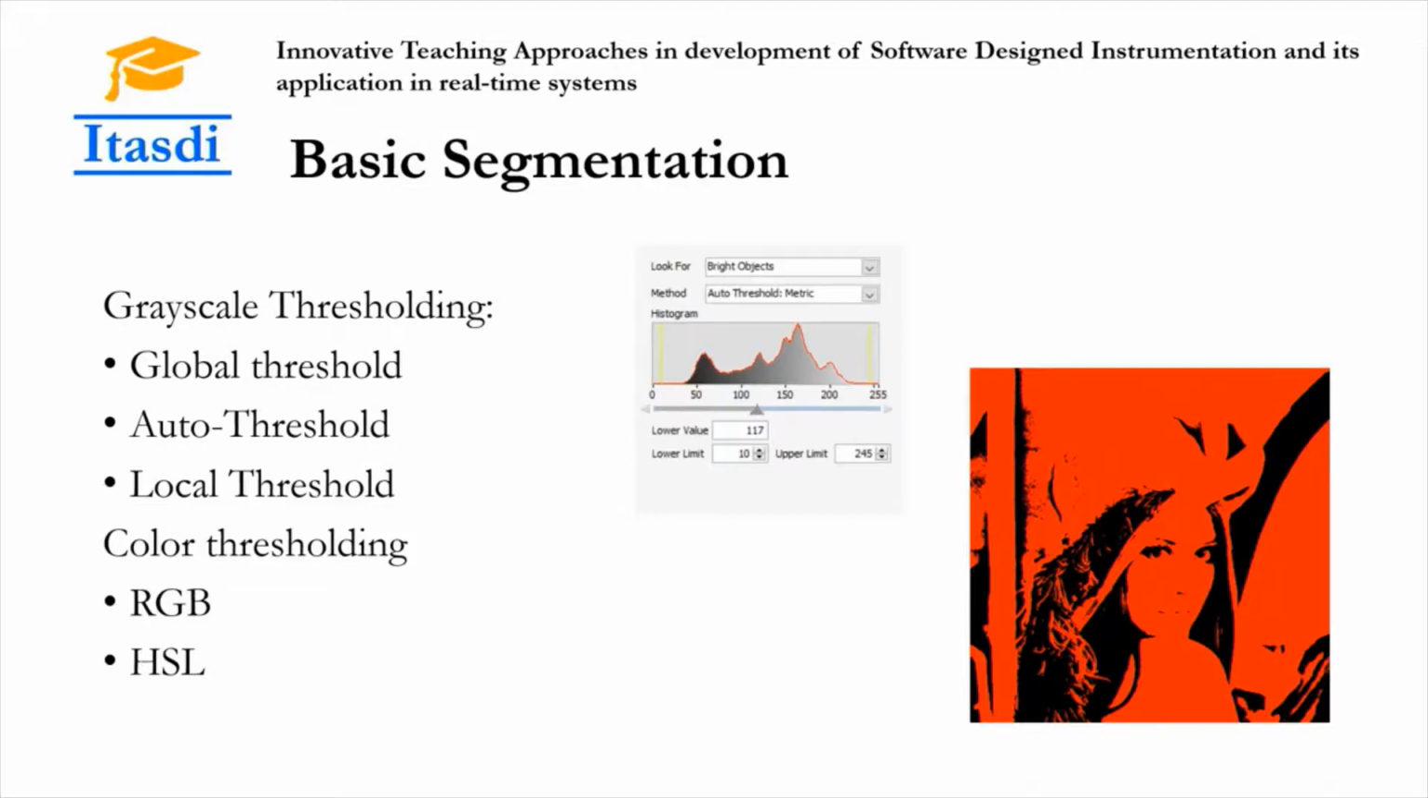For grayscale images, 3 basic thresholding methods are implemented in the National Instruments Vision Assistant. So they are the global threshold, auto threshold method, and the local threshold method. Also, a possibility of color thresholding is implemented in the Vision Assistant. There you can choose if you want to threshold the red, green, or blue channel, or if you perhaps want to threshold the hue, saturation, or luminance.